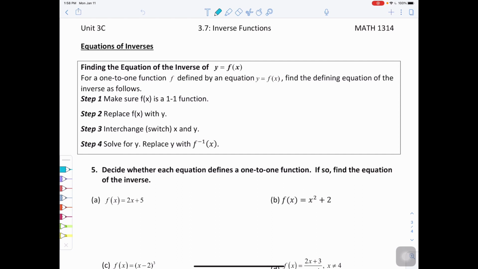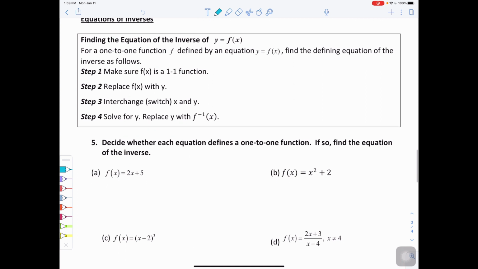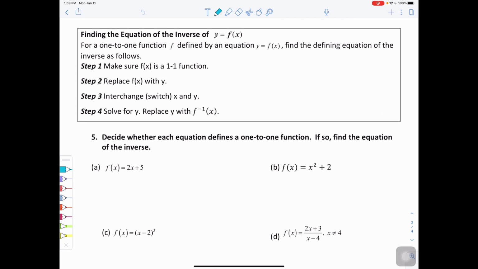This is section 3.7, inverse functions, part 2. And we're going to begin with finding the equations of inverse functions. In order to do that, we first have to make sure that the function is one-to-one. So once we verify that the function is one-to-one, this is how we will find the equation of the inverse of that function.